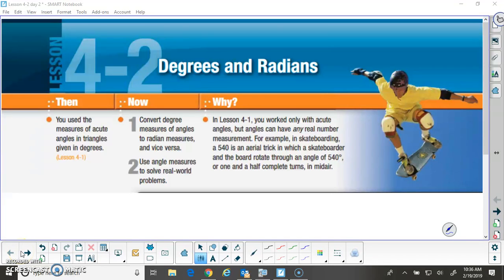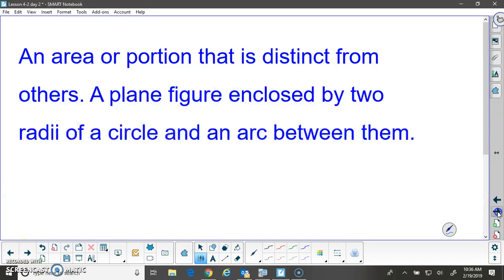Part 2 of Lesson 2 is on degrees and radians. We talked about measuring in radians and degrees. Now we're going to talk about sectors. A sector is a geometric shape that's part of a circle.